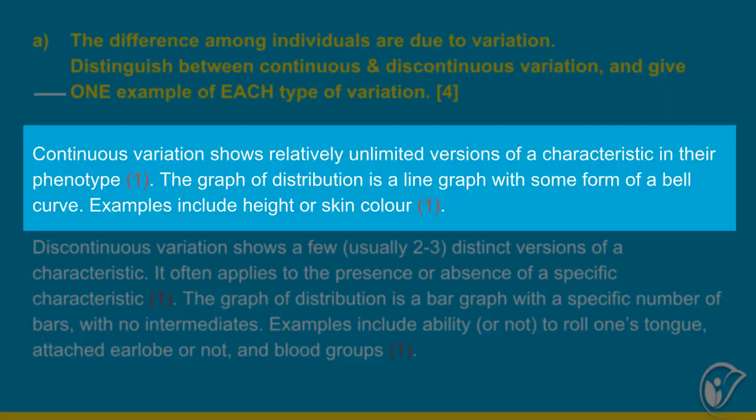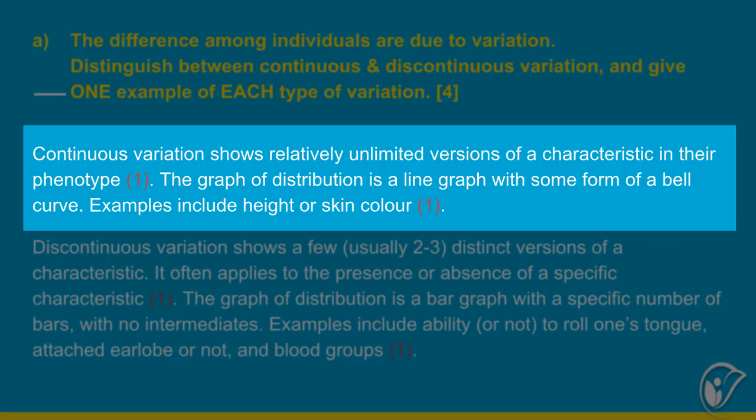Continuous variation shows relatively unlimited versions of a characteristic in their phenotype. So this would cover traits such as height that does not have distinct categories. People aren't only 4 versus 5 feet tall. People can be 4.5, 5.8, 6.1 feet, and so on. The graph of distribution is a line graph in the form of a bell curve. It does not have to be a perfect bell curve.